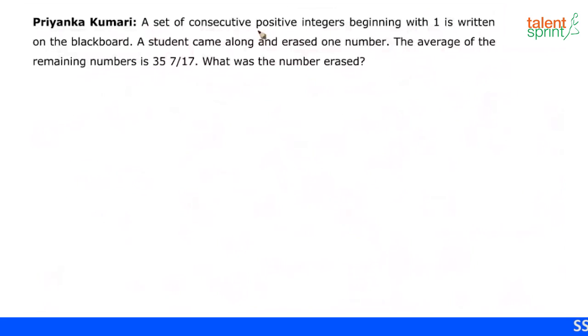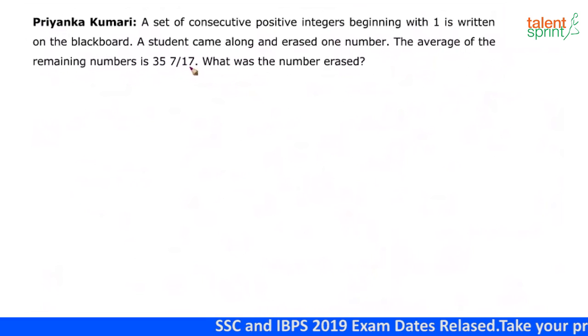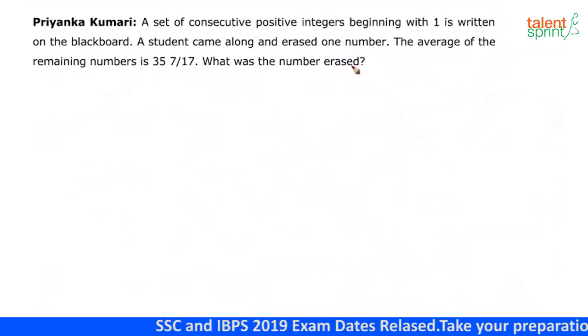A set of consecutive positive integers beginning with 1 is written on a blackboard. A student came along and erased one number. The average of the remaining numbers is 35 7 by 17. What was the number erased?